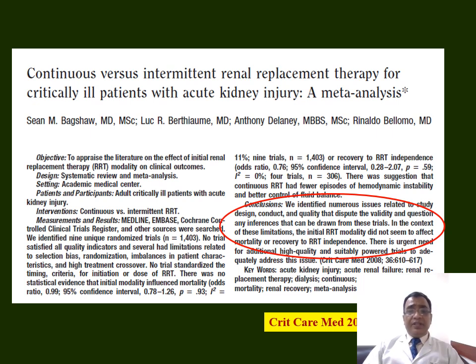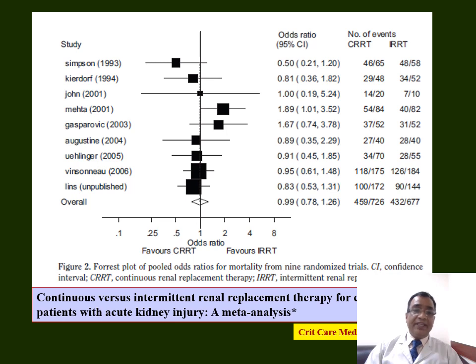Now, when we review the literature on continuous versus intermittent renal replacement therapy for critically ill patients with acute kidney injury, they concluded that numerous issues related to the study design, conduct, and quality dispute the validity and question any inference that can be drawn from these trials. In the context of these limitations, the initial RRT modality did not seem to affect mortality or recovery to RRT independence. So they require a more meta-analysis.